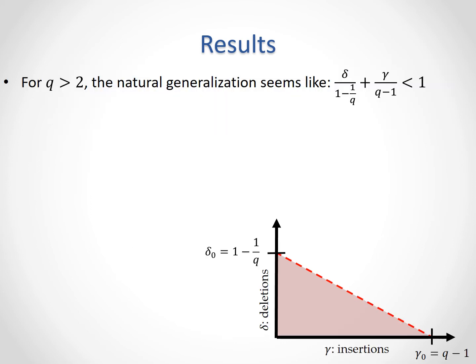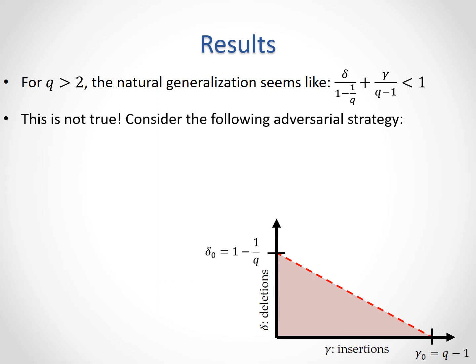Now, for the case of larger alphabet sizes, it seems that the natural generalization would be the area underneath the line that connects the upper bounds that we proposed for delta 0 and gamma 0, which were 1 minus 1 over q and q minus 1. However, this turns out to be incorrect.